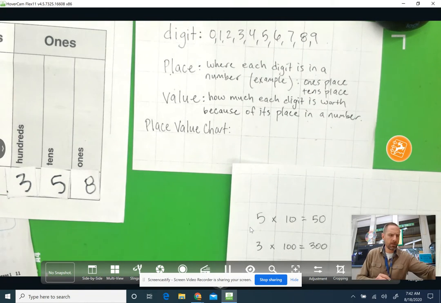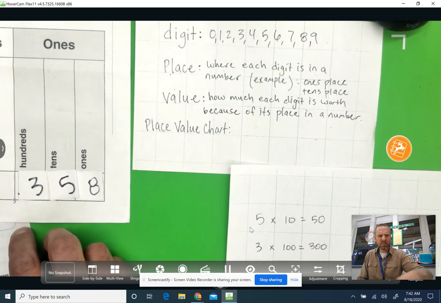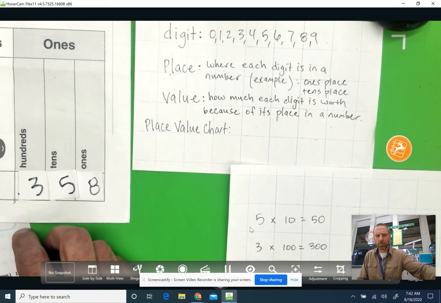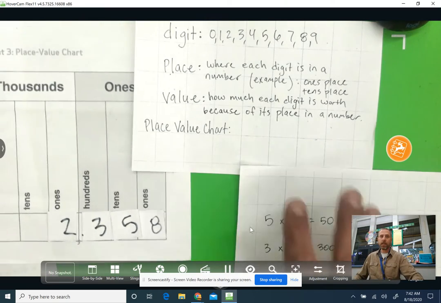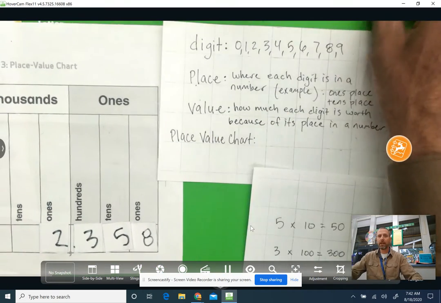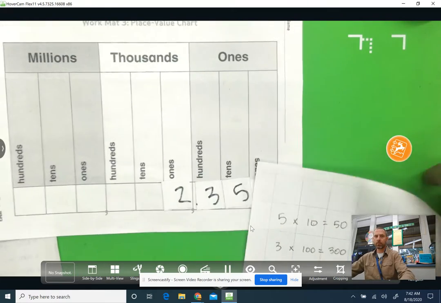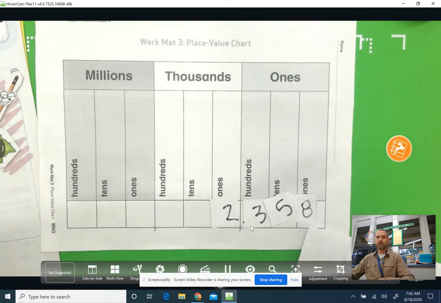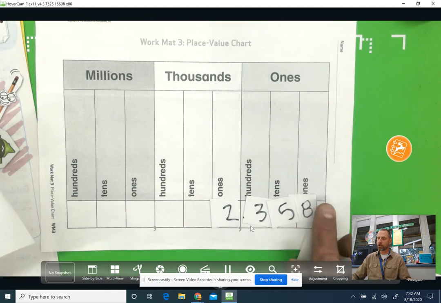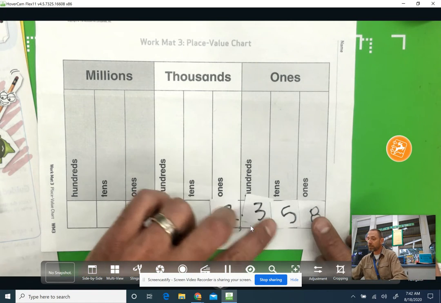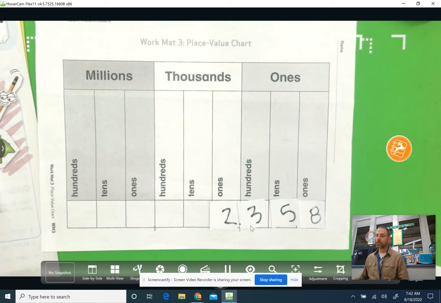And we will make the number about 2,358. Okay. Now, take a look here. We are looking at the number 2,358 as it's sitting here in our place value chart, which is simply a chart that lists out the place of each digit to help you find the value of each one of those digits.